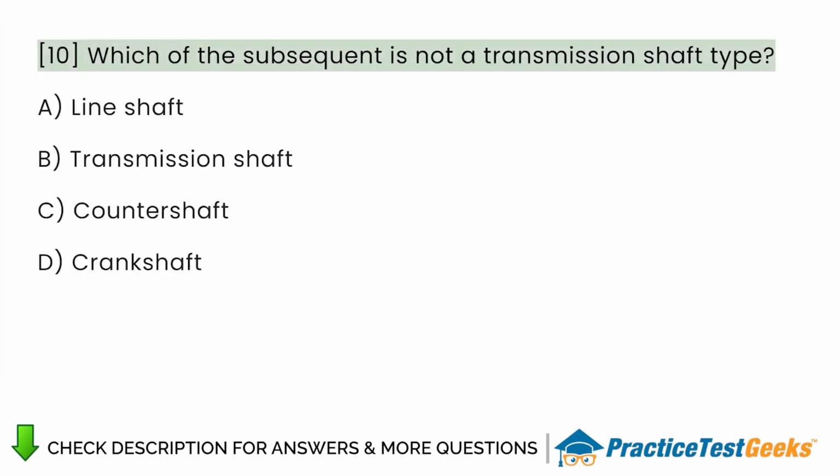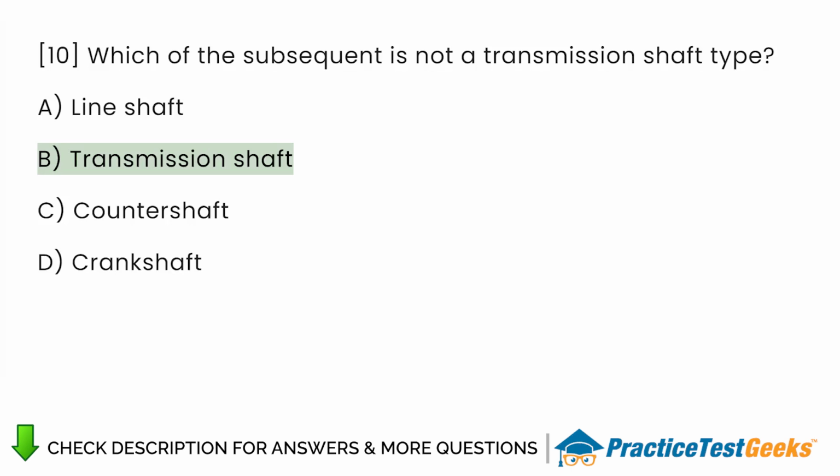Which of the subsequent is not a transmission shaft type? A. Line shaft. B. Transmission shaft. C. Countershaft. D. Crankshaft.